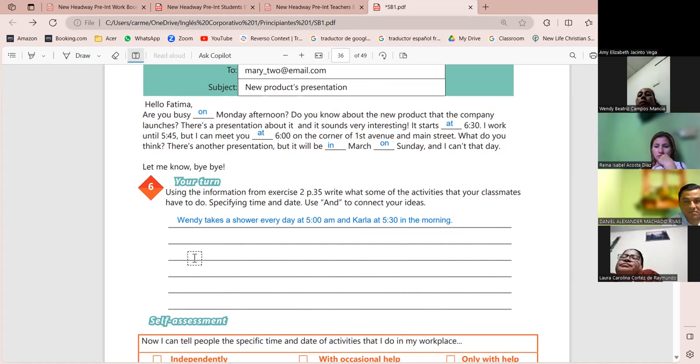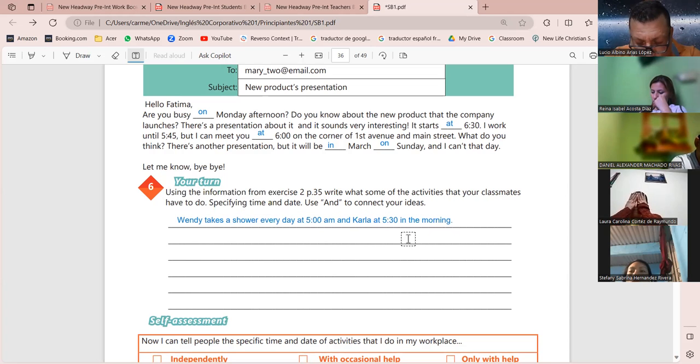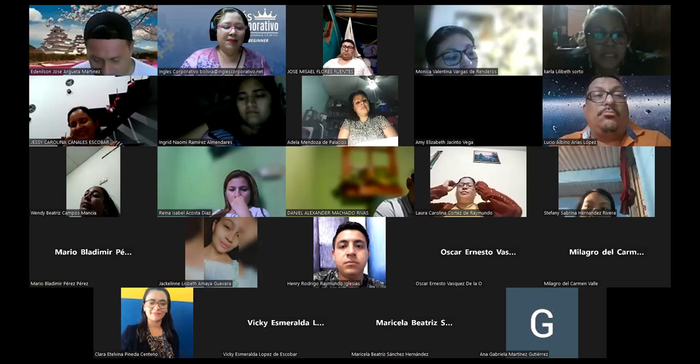Y cuando nos referimos a Carla, no podemos ponerle take a shower. ¿Cómo no? Claro que sí. Sí, le puede poner. And Carla takes a shower at 5:30 in the morning. Claro que sí lo puede hacer. Bien, eso les va a quedar ahí de tarea, ¿sí?